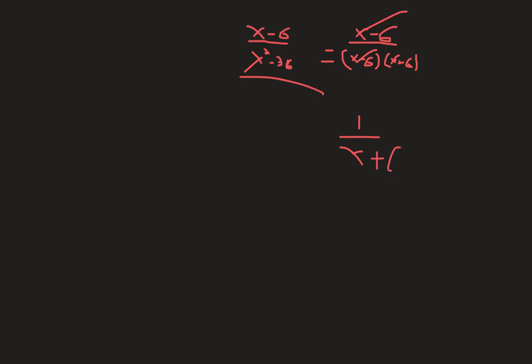And once you get to x plus 6, you want to plug in the limit that we had before, which was 6, because x can't equal 6 or else it would be 0 over 0. And that's the limit, so we want to plug this into that, and we'll be left with 1/12.